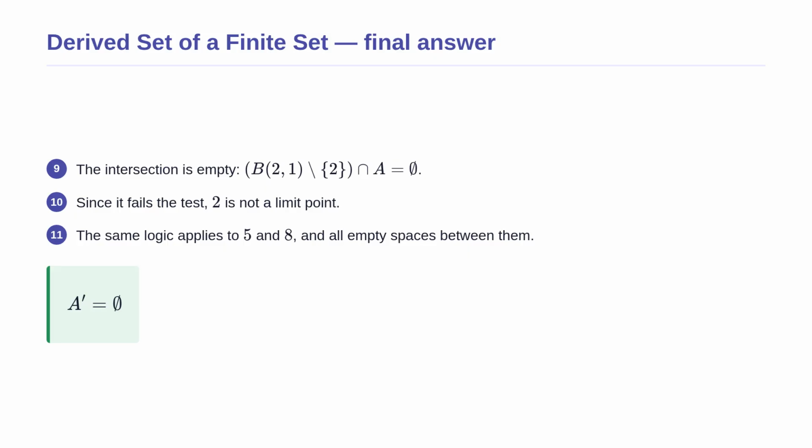Since the exact same logic applies to 5 and 8, none of the points in the set are limit points. Furthermore, no empty space between the numbers can be a limit point either, because we can always draw a small enough bubble that traps nothing. Therefore, the derived set is completely empty. This makes perfect physical sense. A finite number of people standing in an infinite field cannot form an infinitely dense crowd anywhere. The final answer is the empty set.